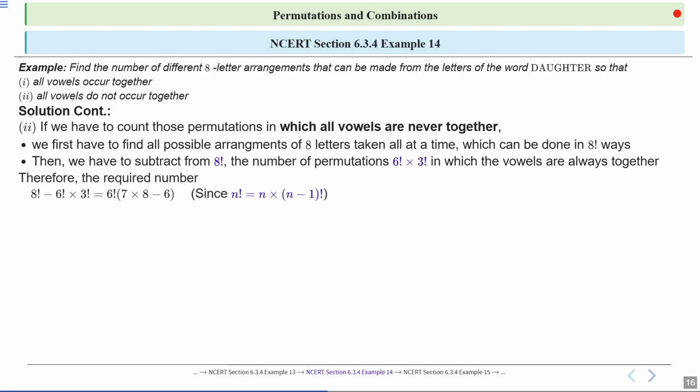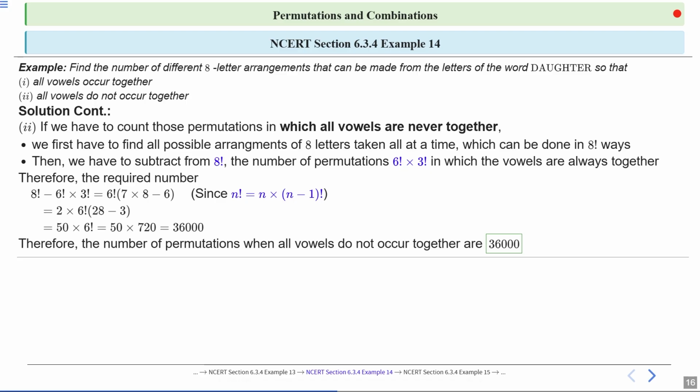So therefore, the required number is 8 factorial minus 6 factorial times 3 factorial. This is equal to 6 factorial times (7 into 8 minus 6), since n factorial is equal to n times (n minus 1) factorial. This is equal to 6 factorial times (56 minus 6), which is 50 times 6 factorial, and this is equal to 50 into 720, equal to 36,000. Therefore, the number of permutations when all vowels do not occur together is 36,000. I hope this is clear to all of you.